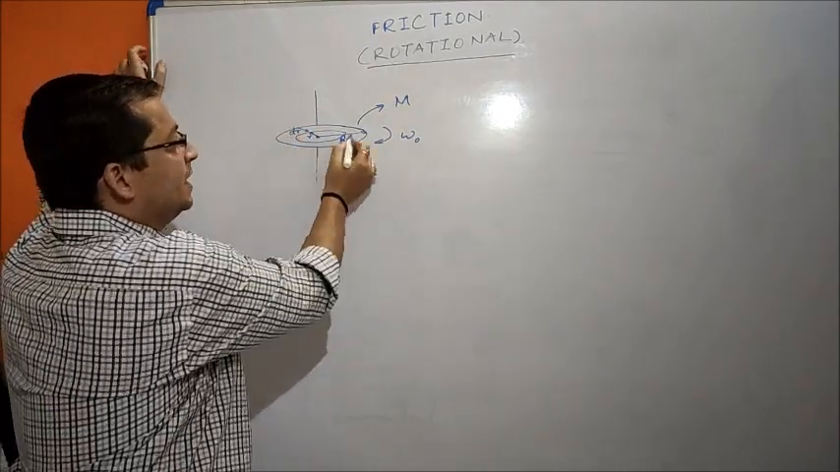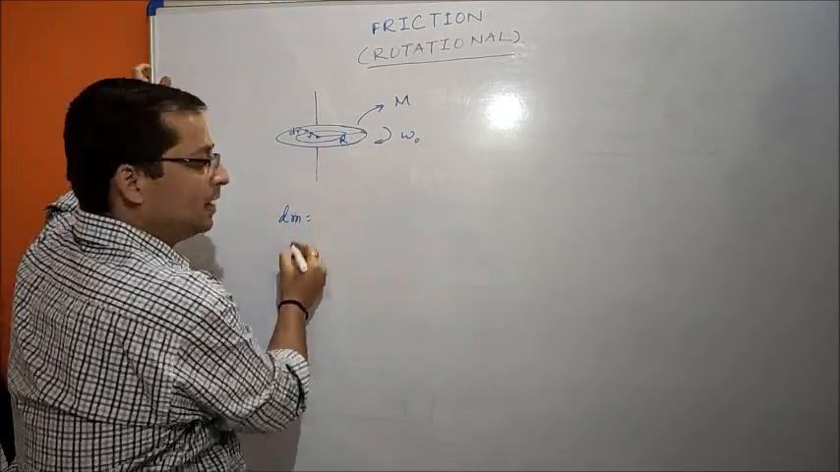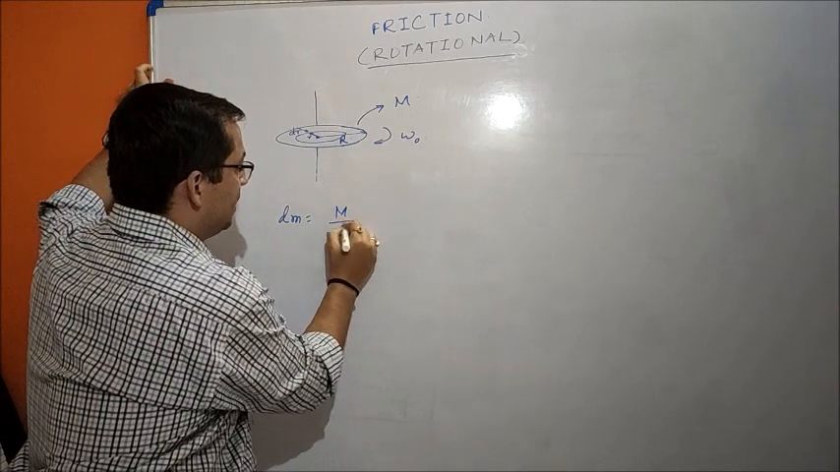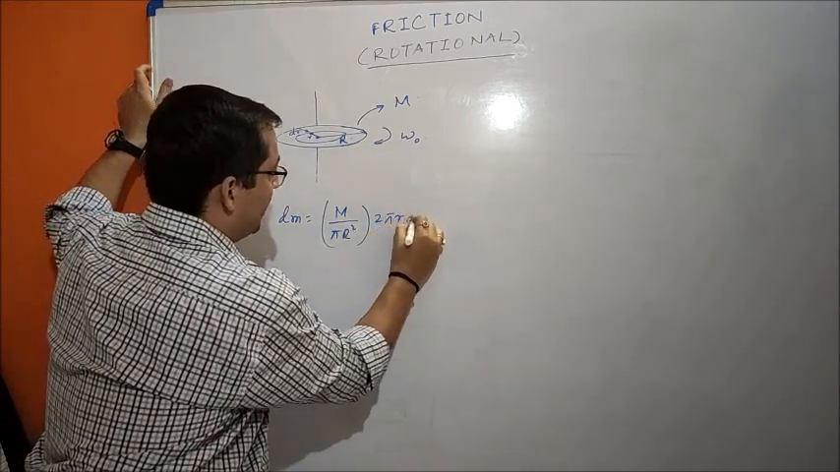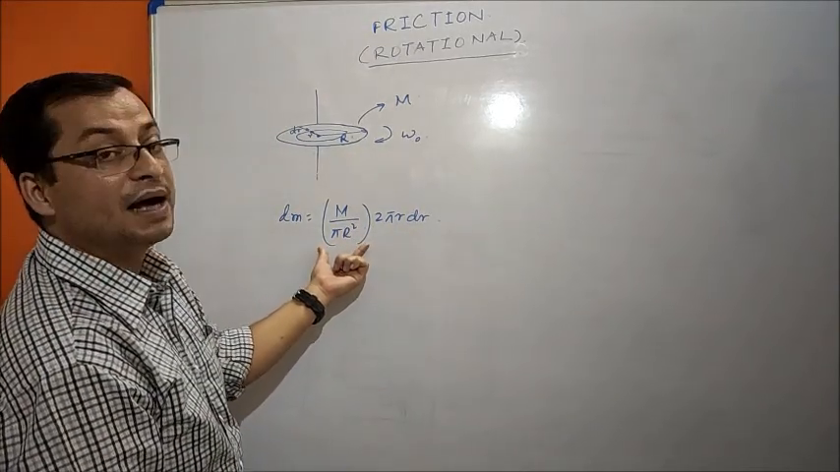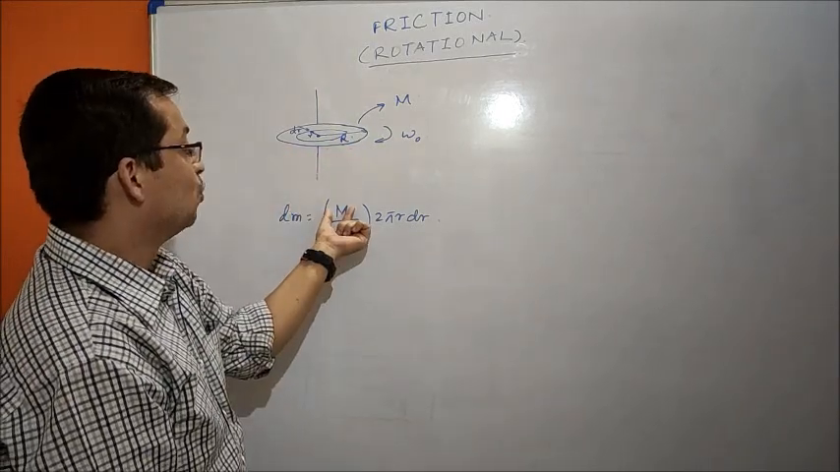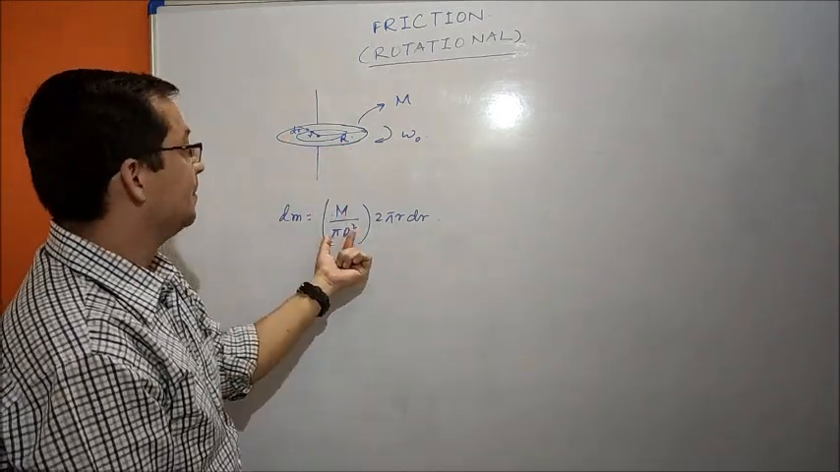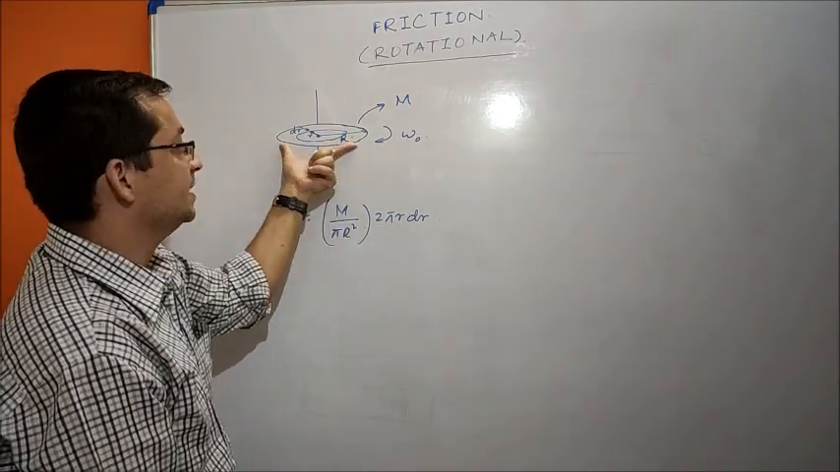So we wish to find the mass of the circular strip. Let the mass of this circular strip be dm, which can be written as m upon pi r square times 2 pi r dr. Now what is m upon pi r square? It is the areal mass distribution of this disc, right? So the total mass of this whole disc divided by the total area of this whole disc. So this is mass per unit area of this disc.